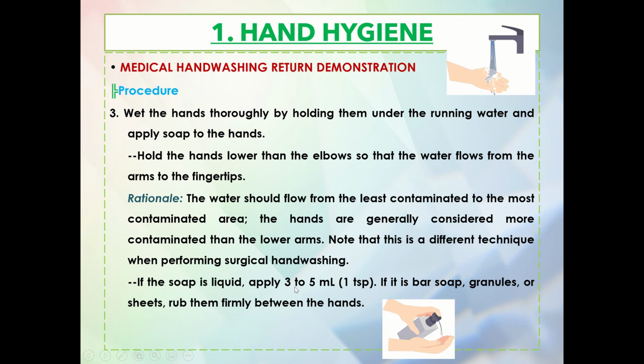Now, if the soap is liquid, apply 3 to 5 ml or 1 teaspoon. If it is a bar soap, granules or sheets, rub them firmly between the hands. So, ayan, ganyan. Siyempre, alam naman natin kung gaano yung amount na gagamitin natin. Okay? For hand washing.